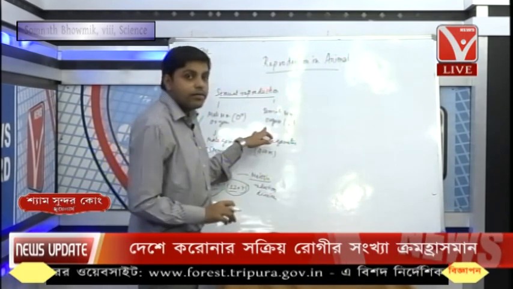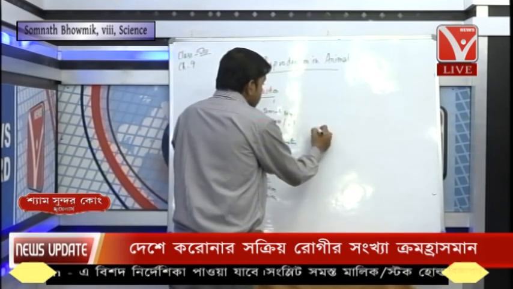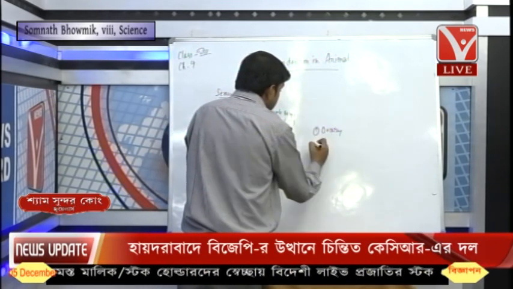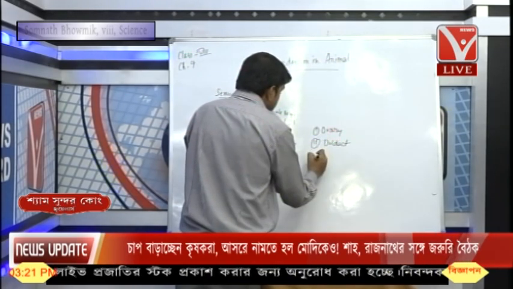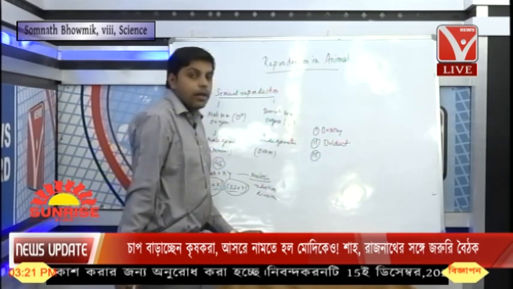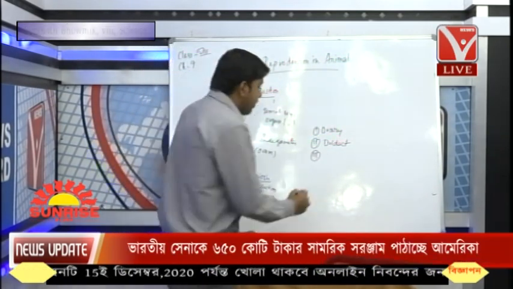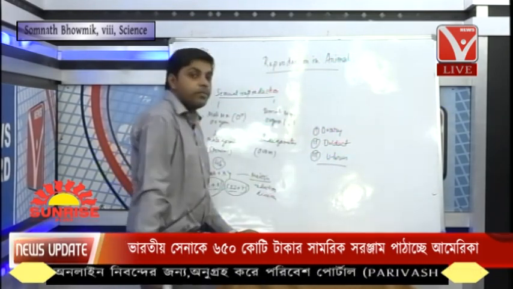Now the female sex organ. In case of the female sex organ, it consists of the ovary, the oviduct, and the uterus. These are the three parts.